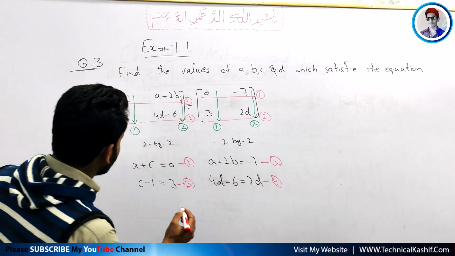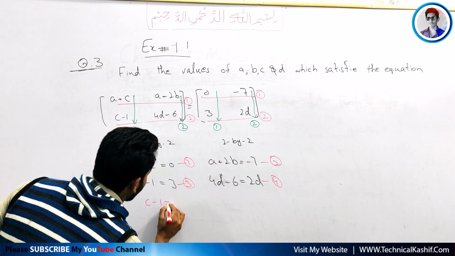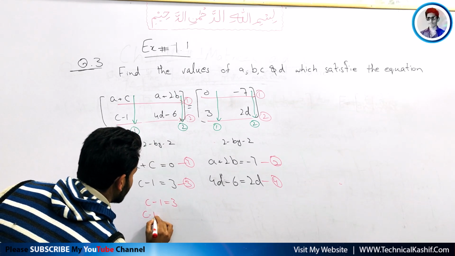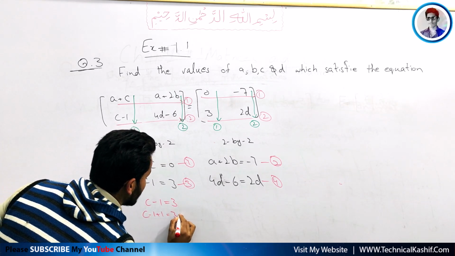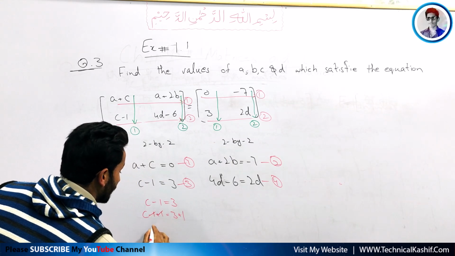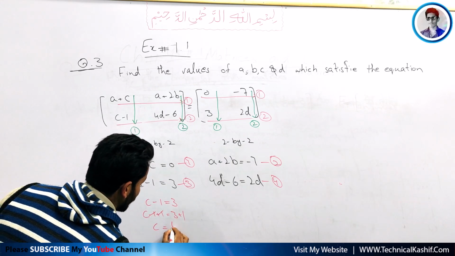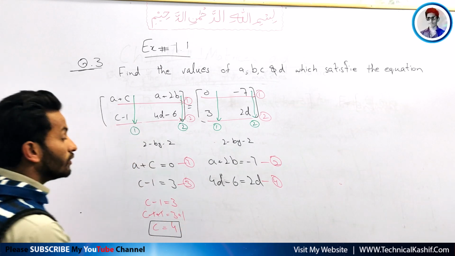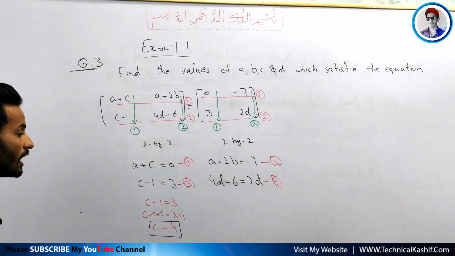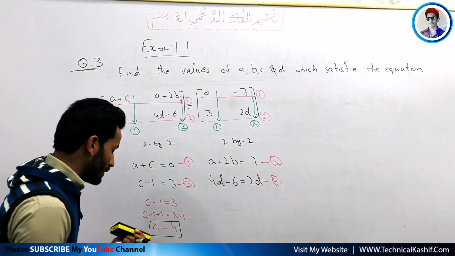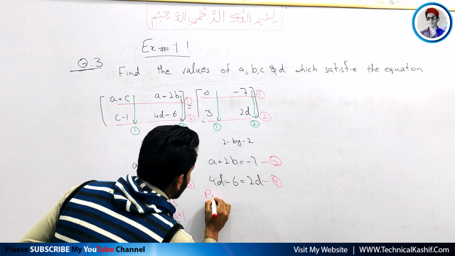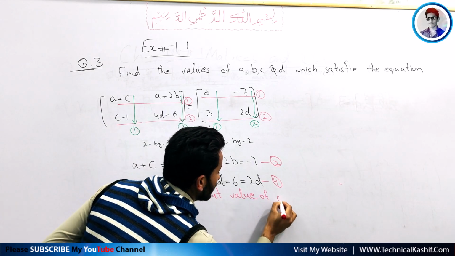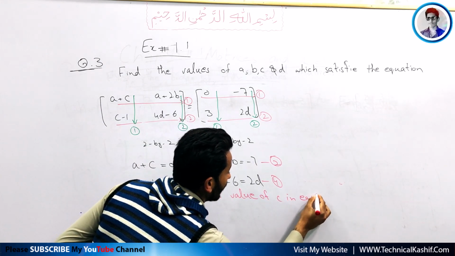First we have to see the third equation, c minus 1 is equal to 3. If we add 1 on both sides, c minus 1 plus 1 is equal to 3 plus 1. The minus 1 and plus 1 cancel, c is equal to 4. So we have found the first value, c is equal to 4. Now we have to use this value in equation number 1. Put the value of c in equation 1.